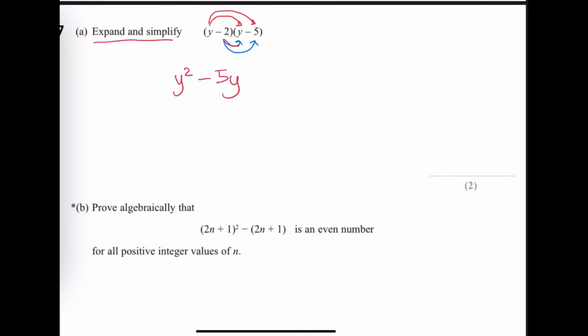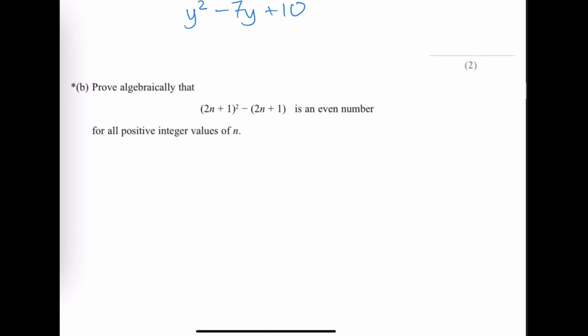Then we do this, which will be minus 2y. Then we do minus 2 times minus 5. Two minuses make a positive. That will be 10. Now we just have to simplify. So these are like terms, so we just do them. And there's no more for this, so that can't be simplified any further. So minus 5y minus 2y is minus 7y. And we just add 10, which is the answer.